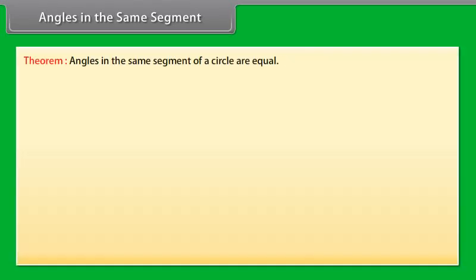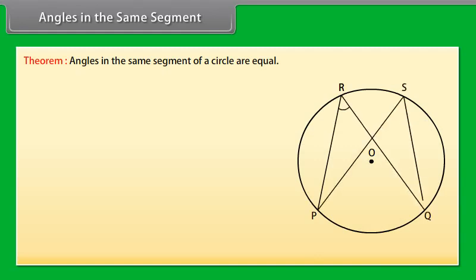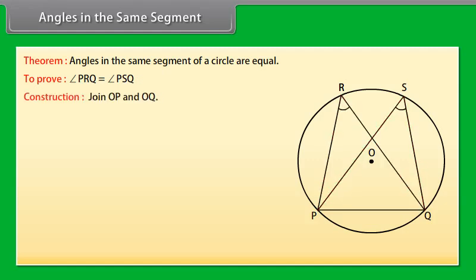Angles in the same segment. Theorem. Angles in the same segment of a circle are equal. Given. A circle with center O and the angles angle PRQ and angle PSQ in the same segment formed by the chord PQ or arc POQ. To prove, angle PRQ is equal to angle PSQ. Construction. Join OP and OQ.